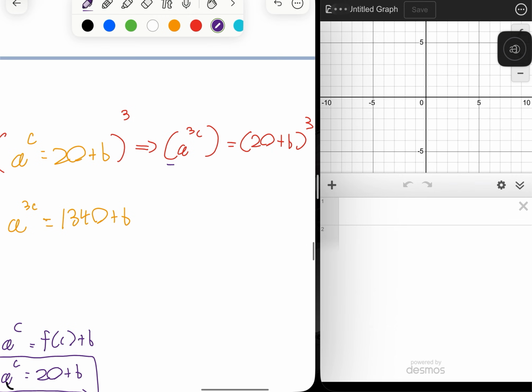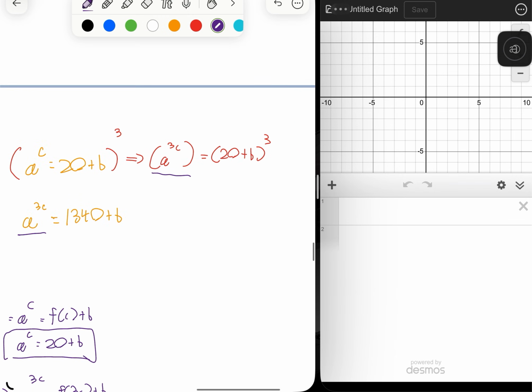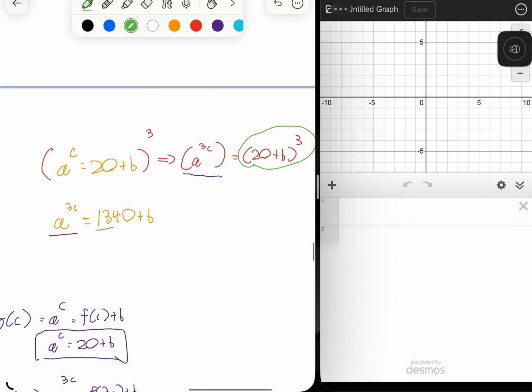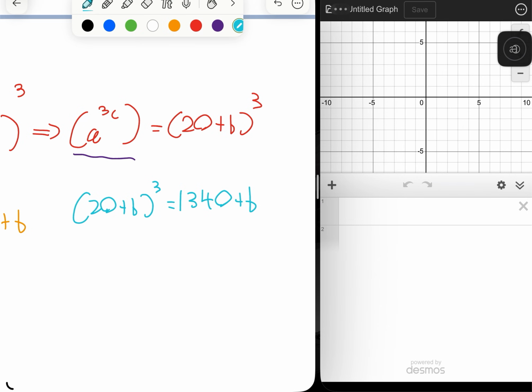You notice that a to the 3c here matches the a to the 3c here, right? So what you can do now is take this and that and set them equal to each other. You can substitute. So you have 20 plus b cubed equals 1340 plus b. And look, you can actually solve for b now, right?